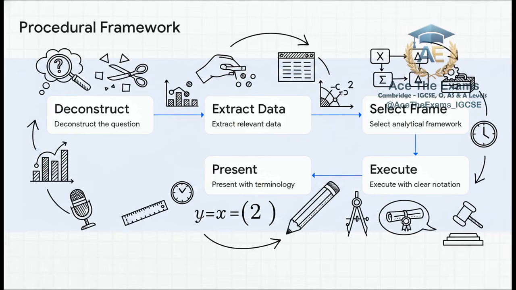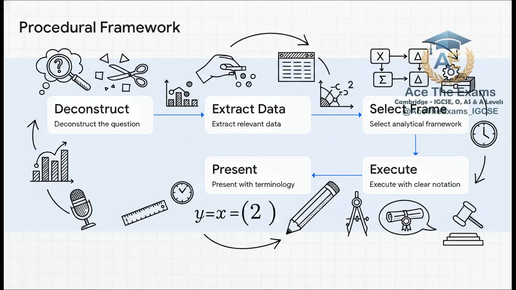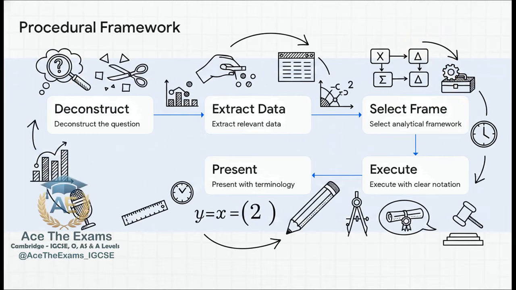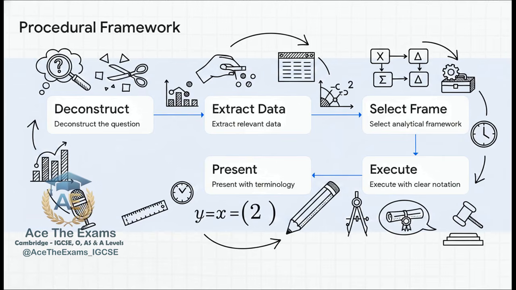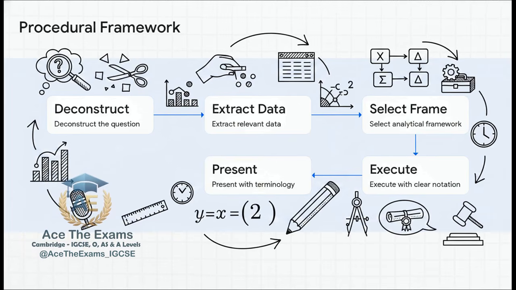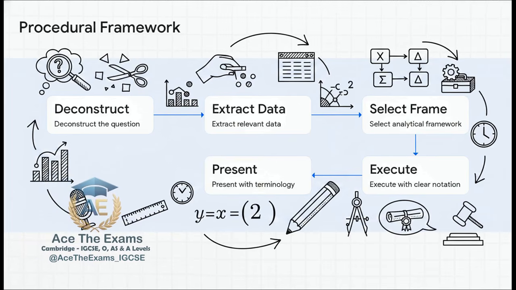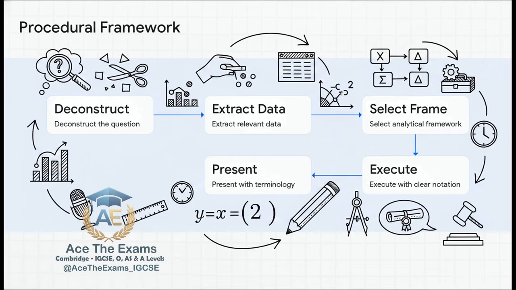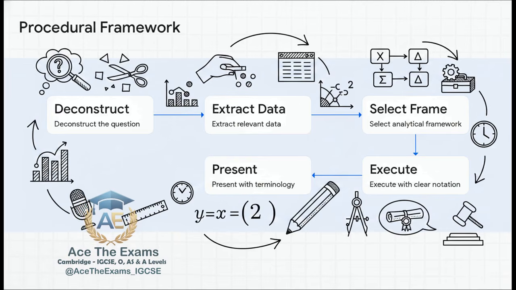2. Extract relevant data from the texts and tables. Pull out your sample mean, grab your sample size. 3. Select your analytical framework. Are we using an unbiased estimate of population variance here? Figure that out. 4. Execute with clear notation. This is absolutely vital. And finally, 5. Present with correct terminology. If you call a parameter a statistic, the examiner will dock your marks immediately. Follow these 5 steps strictly, and you'll build an airtight case every single time.